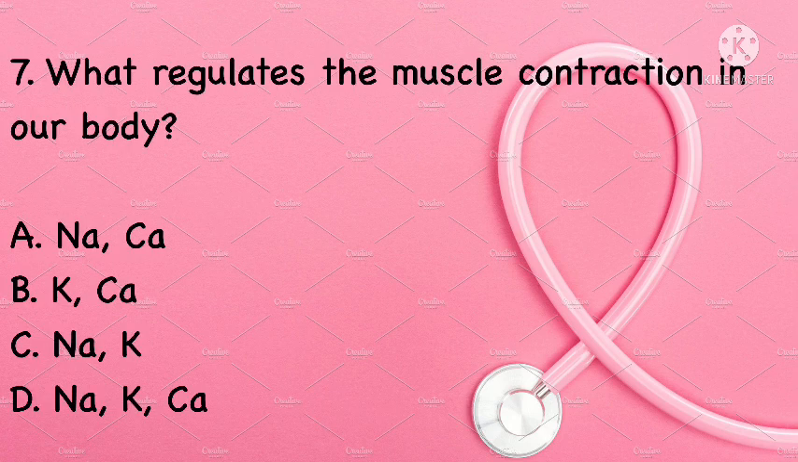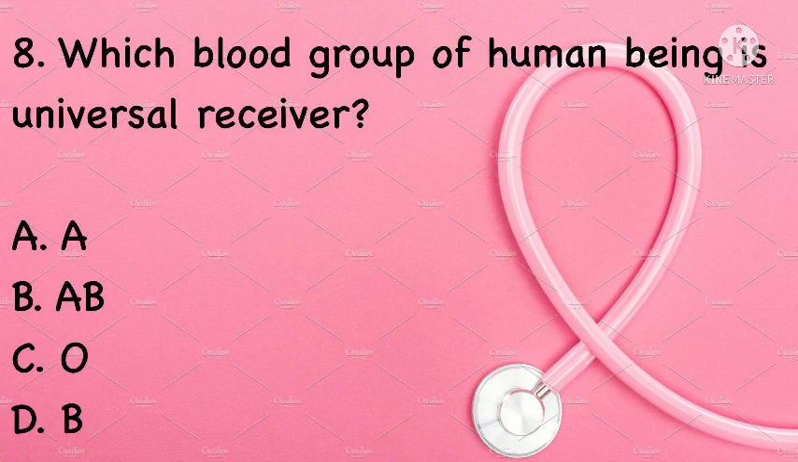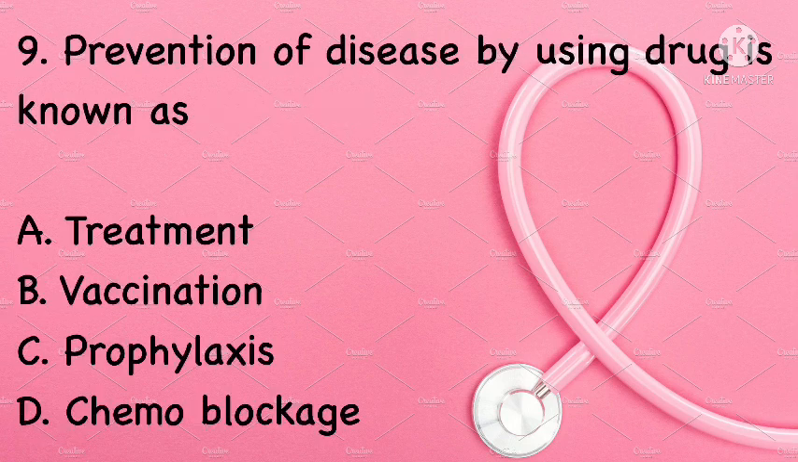What regulates the muscle contraction in our body? A. Sodium calcium, B. Potassium calcium, C. Sodium potassium, D. Sodium potassium calcium. Correct answer is D. Sodium potassium calcium. Which blood group of human being is universal receiver? A group, AB group, O group, B group. Correct answer is B. AB group.